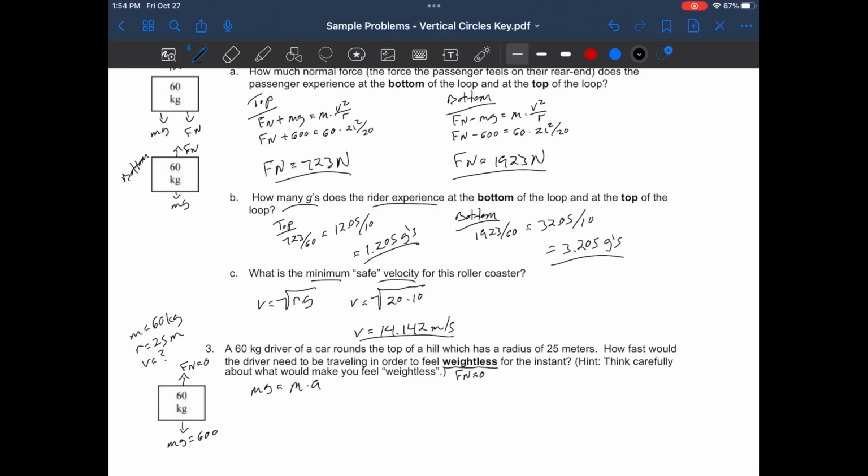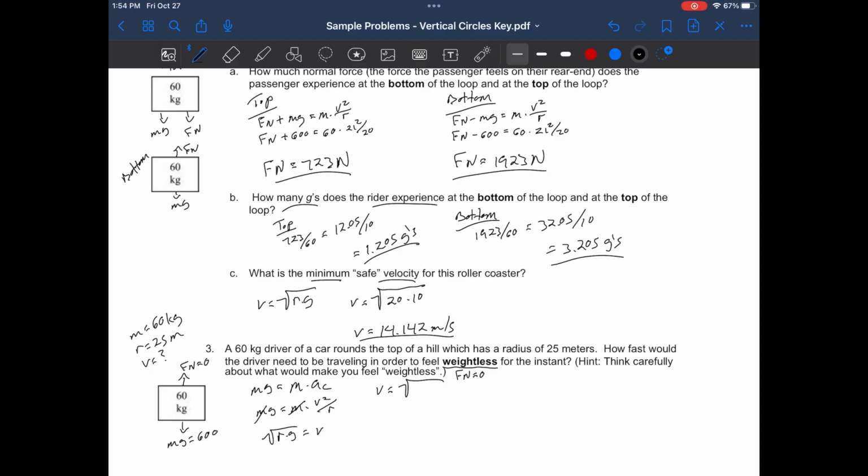Anyway, so instead of saying mg minus force normal, because of course it should be directed down to the center, force normal is 0, we're left with mg is equal to mac. Looks like we just simply derived the velocity is the square root of rg, right? Well, it just shows where it comes from.